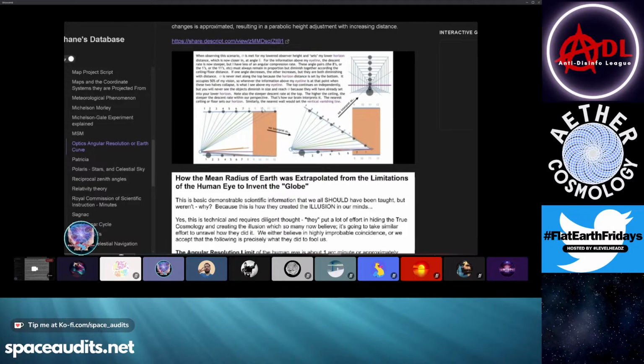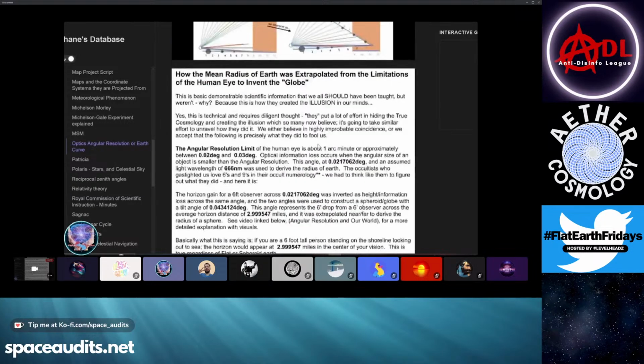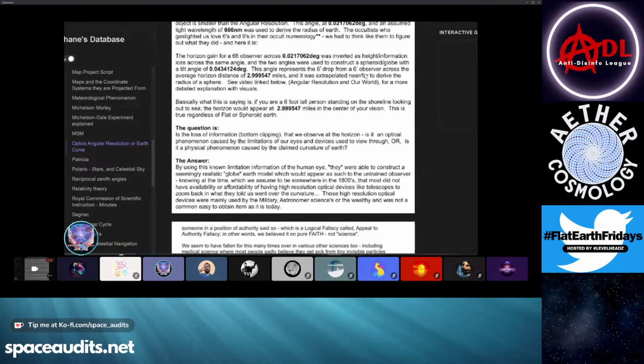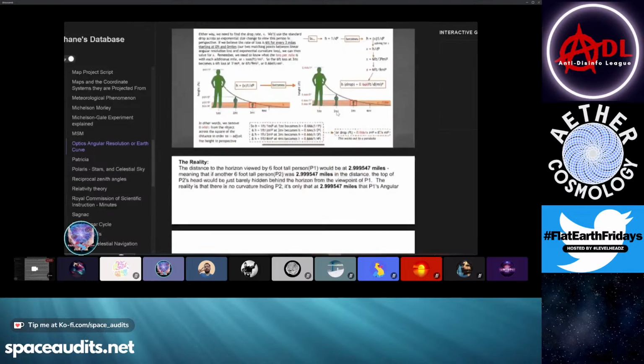So we have an angular resolution limit approaching distance, scaling dynamically with how far away you go. And again, this would describe why the bottom is first. This is describing the limit of your resolvability. And this is sort of putting it all together to determine how they got the radius. So this is just an extrapolation of the above with the perceived drop rate of 6 feet over 3 miles, and it's essentially extrapolating that out.